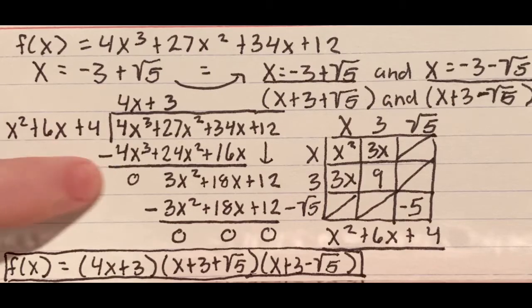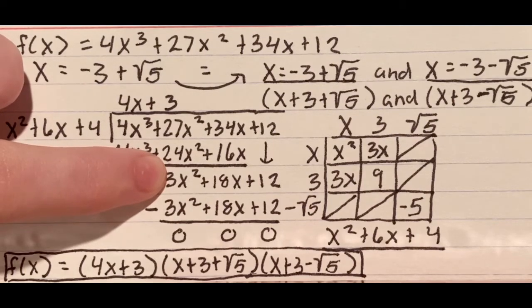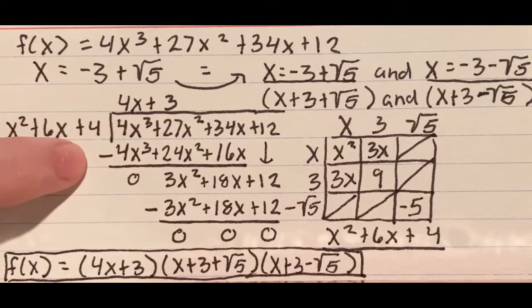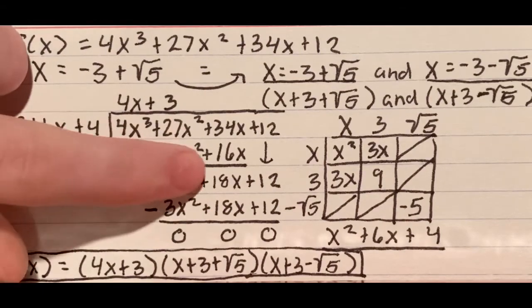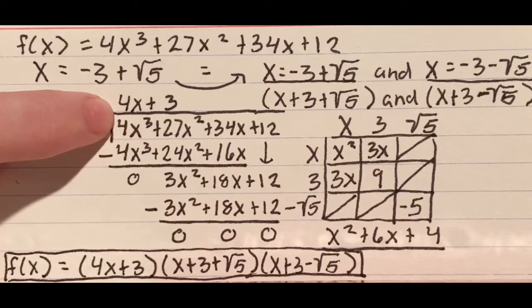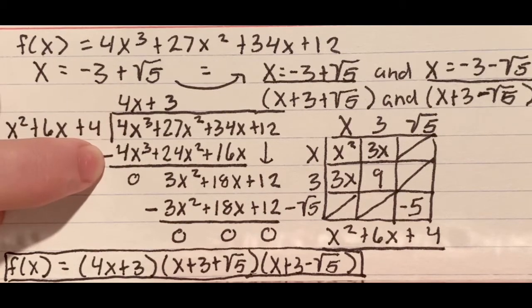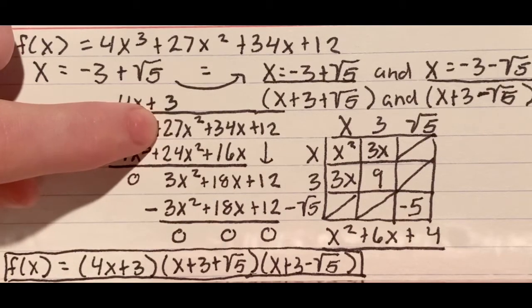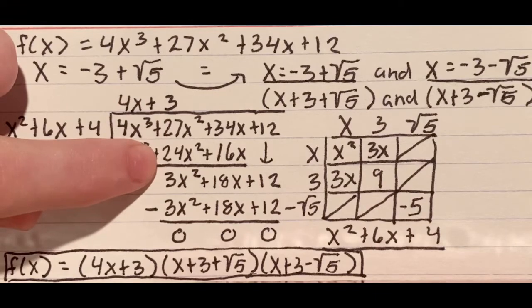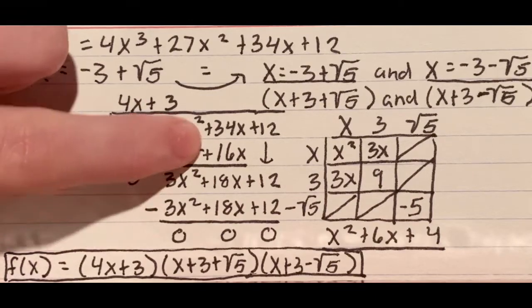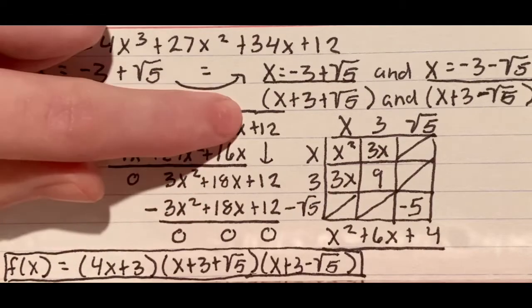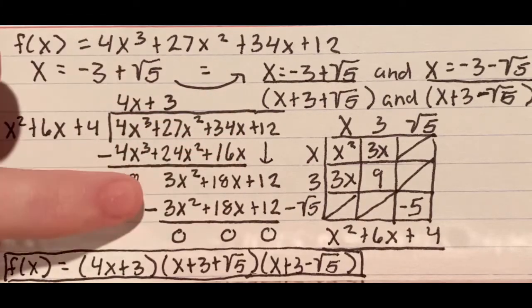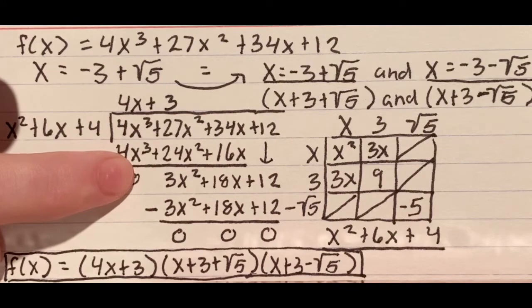4x times 6x gives us 24x to the second, and 4x times 4 gives us 16x. Now you want to subtract all these terms from each other. 4x to the third minus 4x to the third gives us 0. 27x to the second minus 24x to the second gives us 3x to the second, and 34x minus 16x gives us 18x. And then you want to bring down the 12. So you're left with 3x squared plus 18x plus 12.